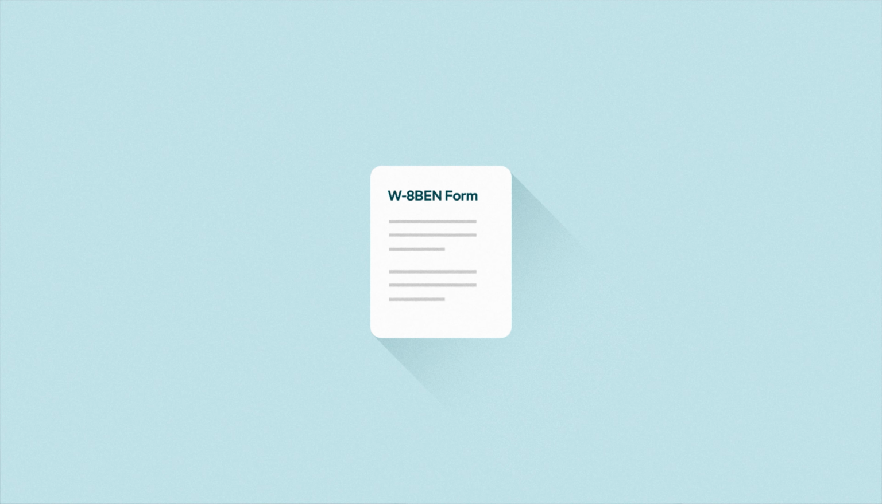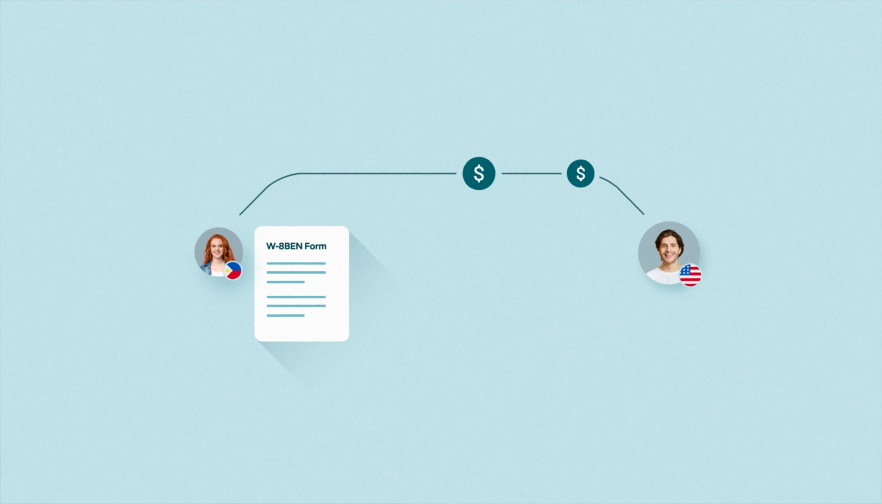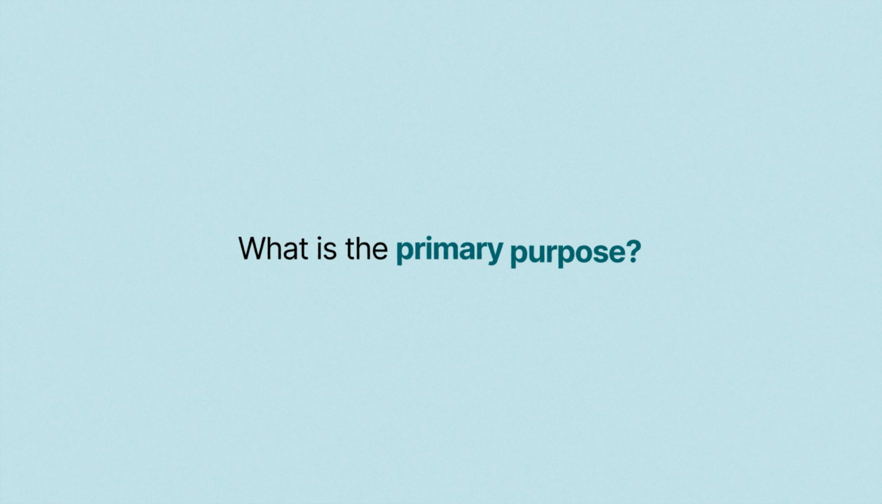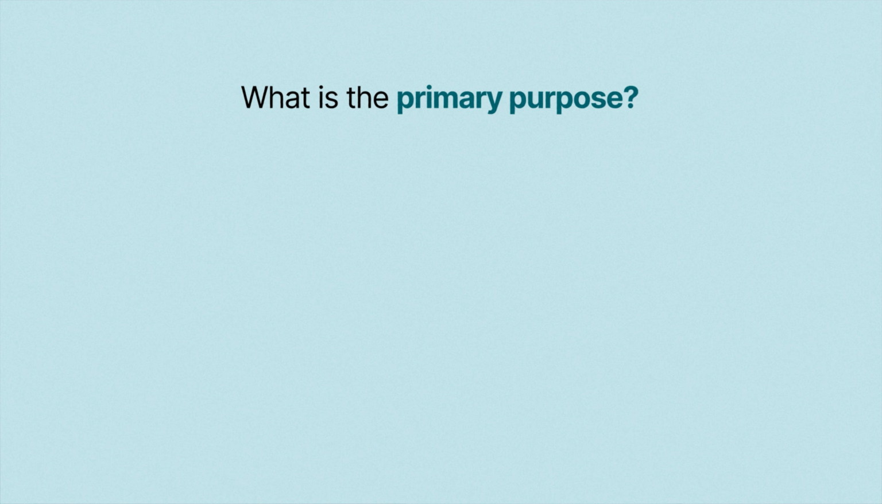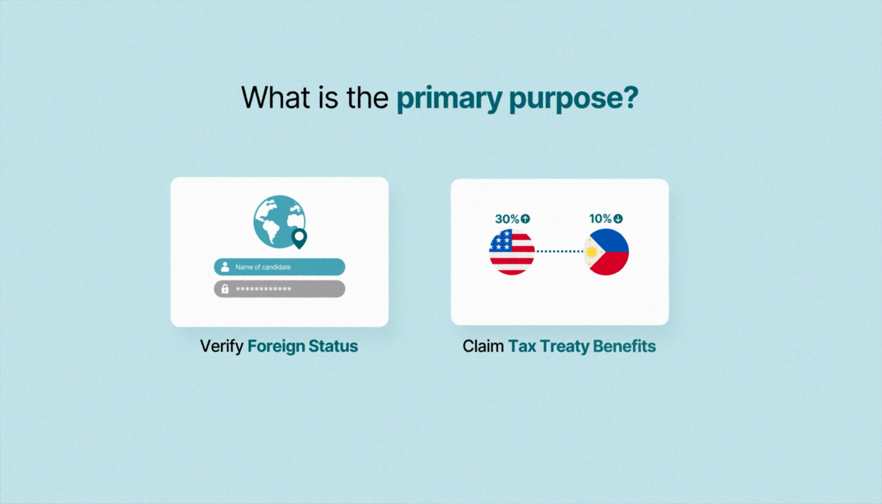First, let's talk about the W-8 BEN form. The W-8 BEN form is filled out by the individual receiving income from a US citizen. If you are hiring a contractor or a vendor outside of the United States, this is the form that they would complete. But what is the primary purpose? The primary purpose is to verify the recipient's foreign status and to claim any tax treaty benefits that might reduce the withholding rate on income.